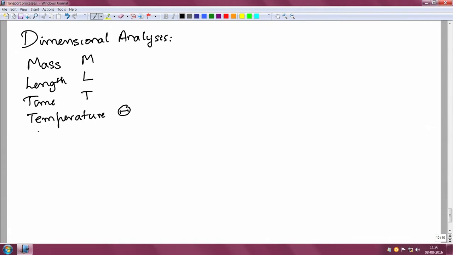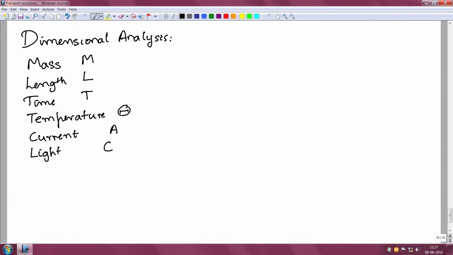Then there are two others, current, amperes, and then there is a unit of light energy, which is usually written as candela. Sometimes mole is also considered a dimension. 1 mole is just 6.023 into 10 power 23 molecules. So, it is just a number. You could include it as one of the fundamental dimensions, but in this particular case there is no particular need to.